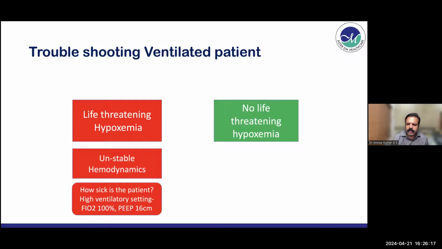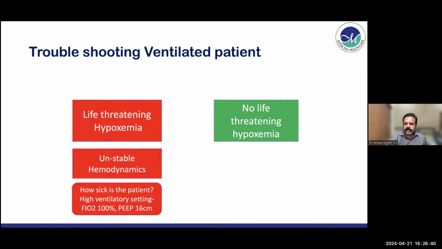So you should be well aware about that, and how sick the patient is. High ventilatory settings, especially when the patient is on a high PEEP, high FiO2, especially when you keep on 100% FiO2, you won't be having any reserve. Usually, we won't keep it at 100% FiO2. We try to keep it always below 60.